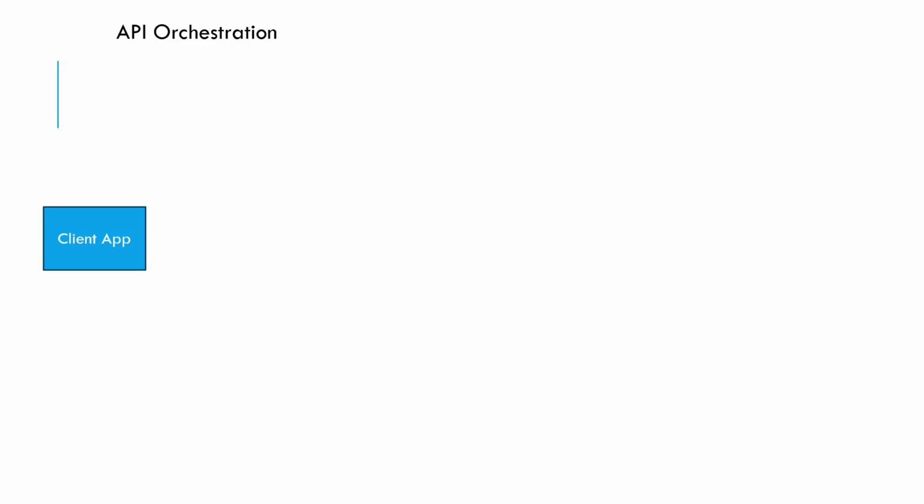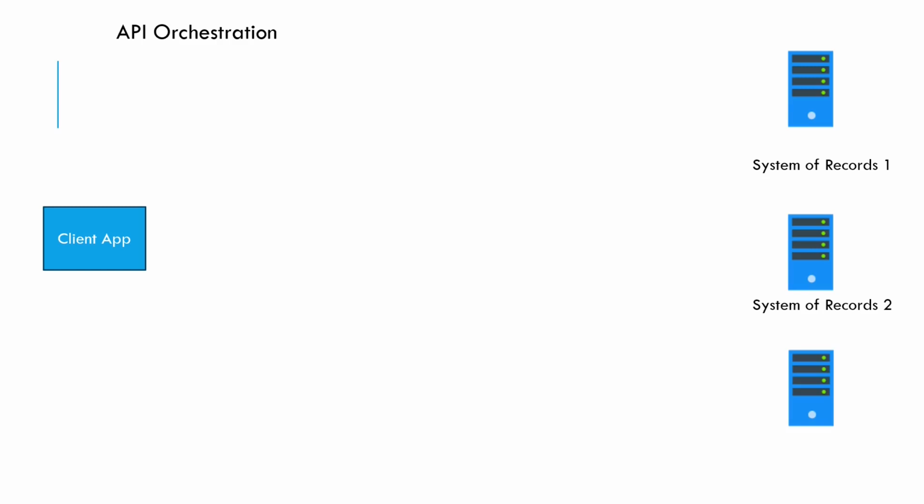And the structure or architecture is such that you have multiple databases in the backend. For example, you have one database or SOR1, which is housing the savings account data. Then you have SOR2, which is housing the current account data. Similarly, you have SOR3 for demat account data.